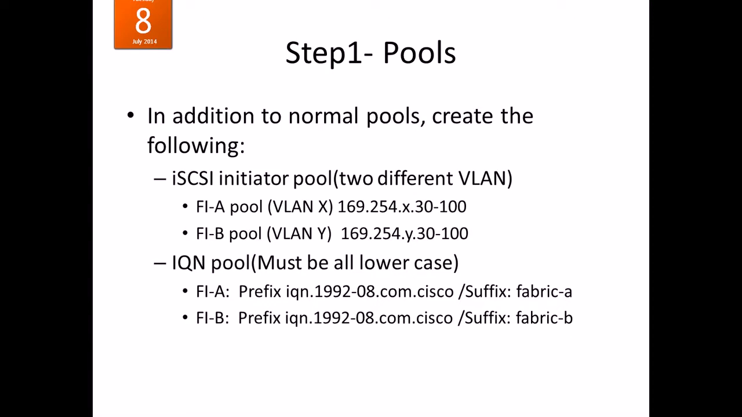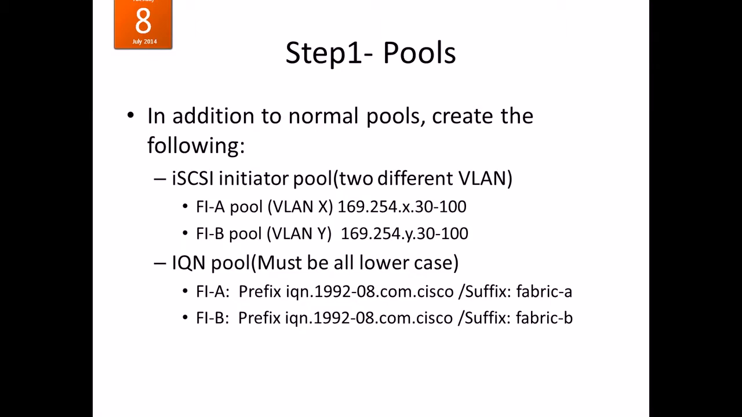Two things should be kept in mind. Once you create the iSCSI pool, it's recommended that you use 2 different VLANs for FI A side and FI B side. In this case, I just took X and Y. I would probably use 10 and 20 for the VLAN numbers. And you need as many IP addresses as the number of servers.